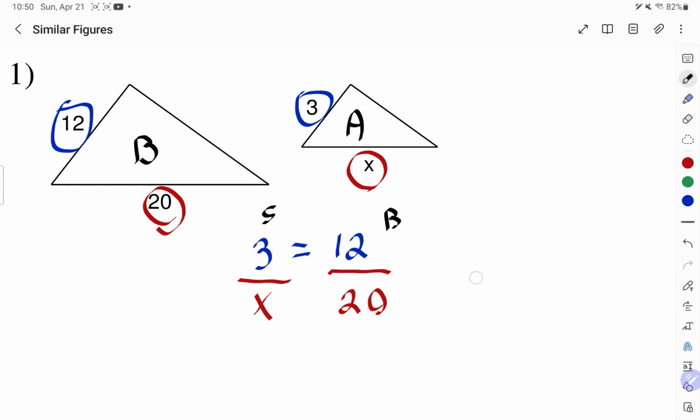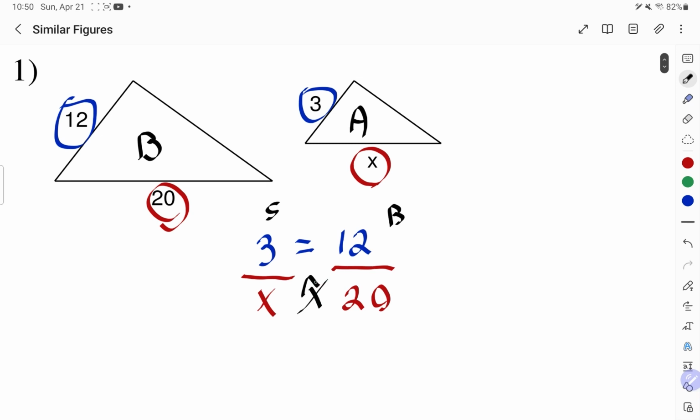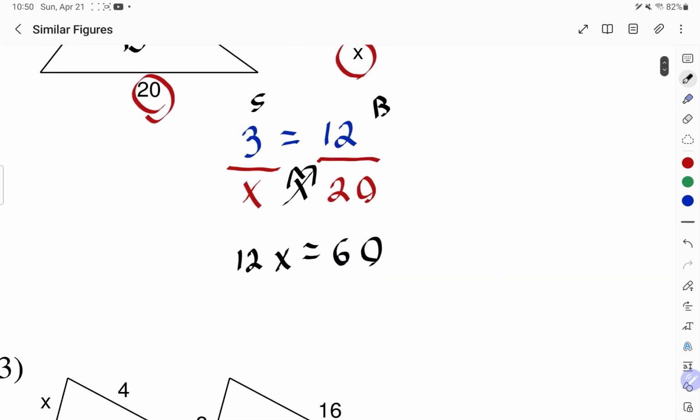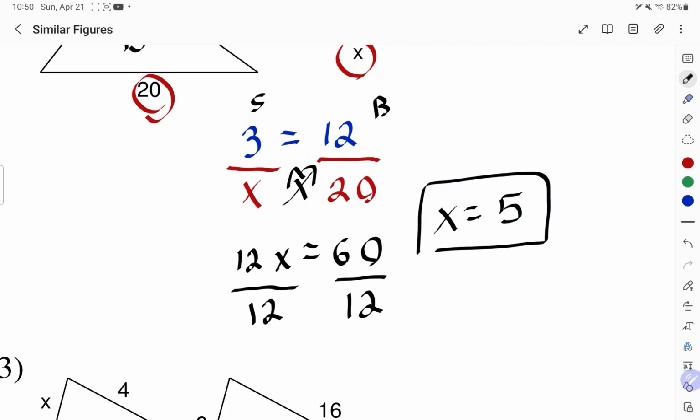Once I have this already done, we're gonna do what we call crisscross multiplication. So we're gonna multiply across, okay? Like a little X. So X times 12 is 12X and 3 times 20 is 60. Once I have this, all I have to do is literally solve for X. So I'm gonna go ahead and divide both sides by 12. Divided by 12, so X is equal to, I believe it's 5 in this case, and that is my answer.